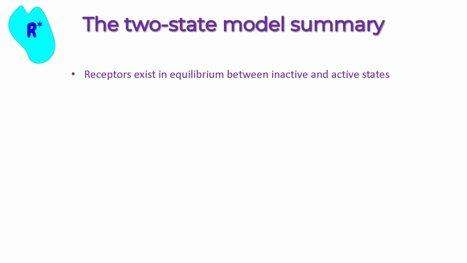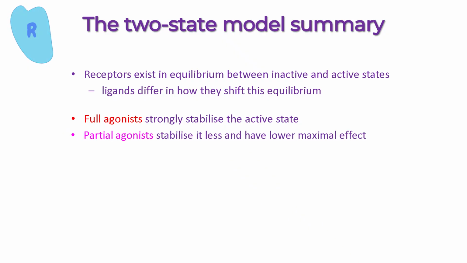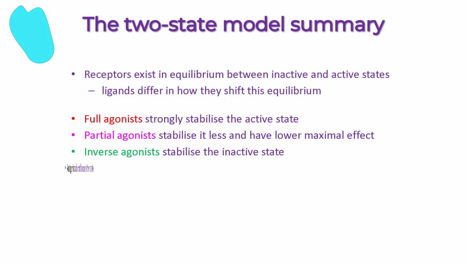To summarize, receptors exist in equilibrium between inactive and active states, and drugs differ in how they shift that equilibrium. Full agonists strongly stabilize the active state and produce a high maximum response, while partial agonists stabilize it less and therefore have lower efficacy. Inverse agonists stabilize the inactive state and suppress basal activity. Antagonists, in contrast, do not favor either state.